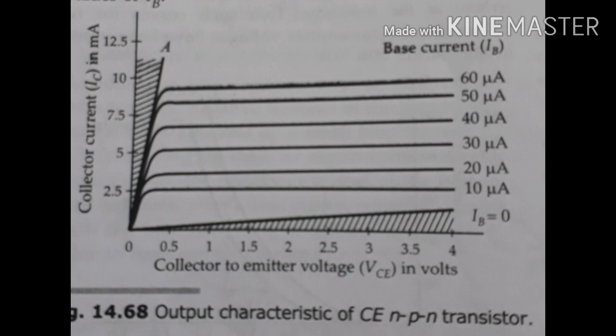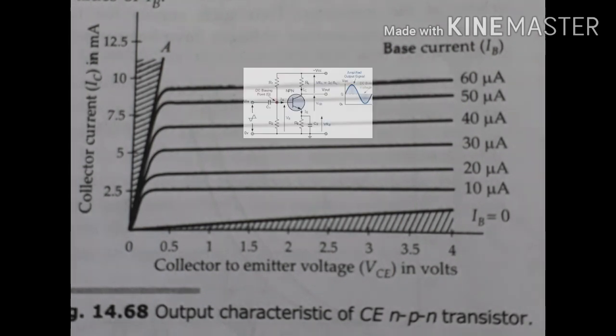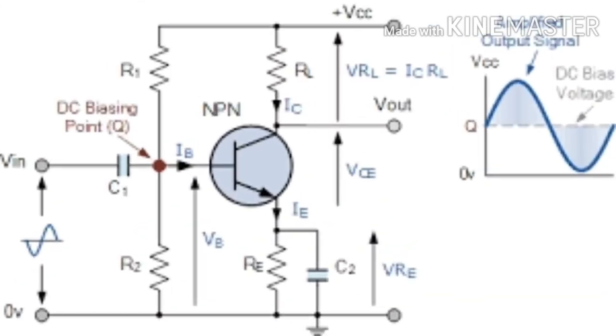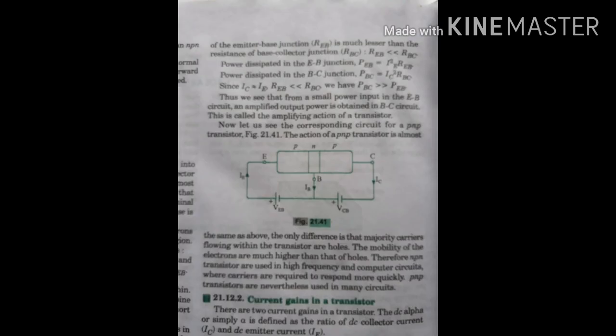The non-shaded central region of the output characteristic curve is called the active region. In this region, the emitter base junction is forward biased, but the collector base junction is reverse biased. So the transistor can work as an amplifier in this active region. When we have to get amplification, we should operate the transistor in this active region.